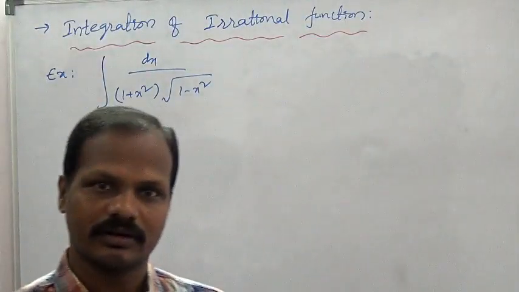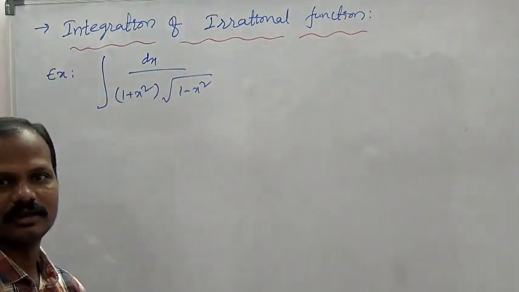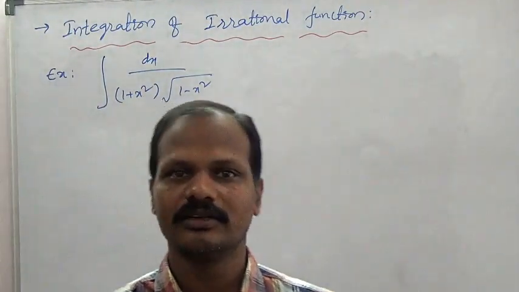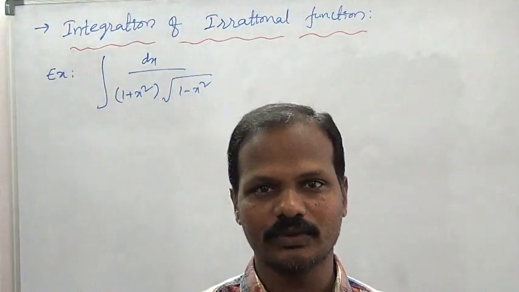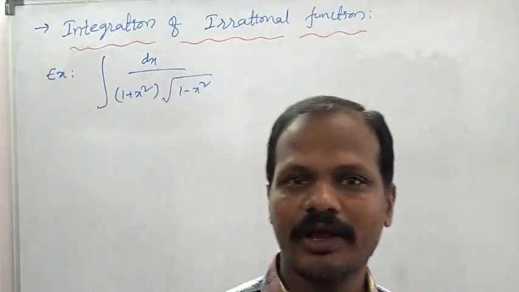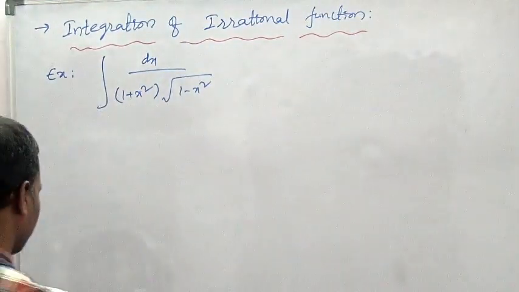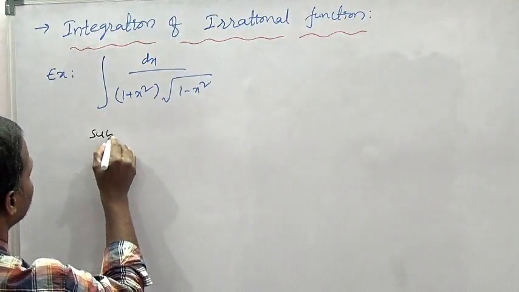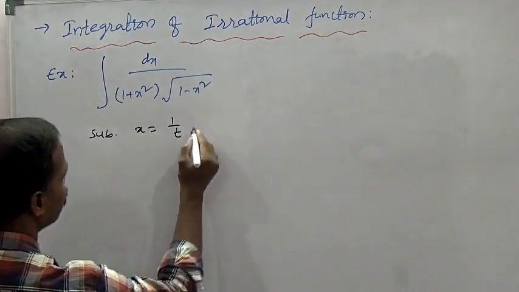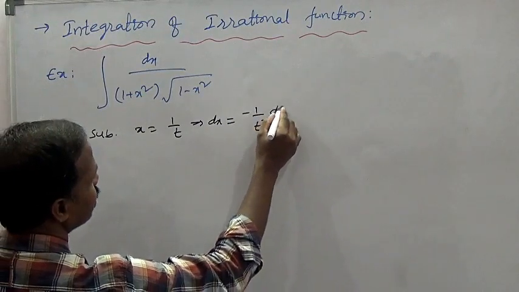Okay, so here is an example for the next model. Integral dx by 1 plus x square root of 1 minus x square. This is of the form integral dx by ax square plus bx plus c into square root of px square plus qx plus r. Here both are quadratic polynomials, so we substitute x equal to 1 by t. Now dx equals minus 1 by t square dt.